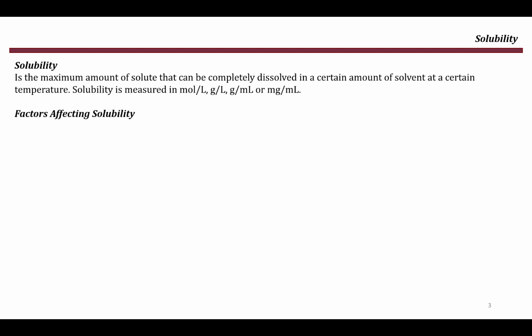What are the factors that affect the solubility of an organic compound? The first one is the properties of solute and solvent, and basically we are talking about the intermolecular forces that exist in the solute and in the solvent. The second factor is temperature.